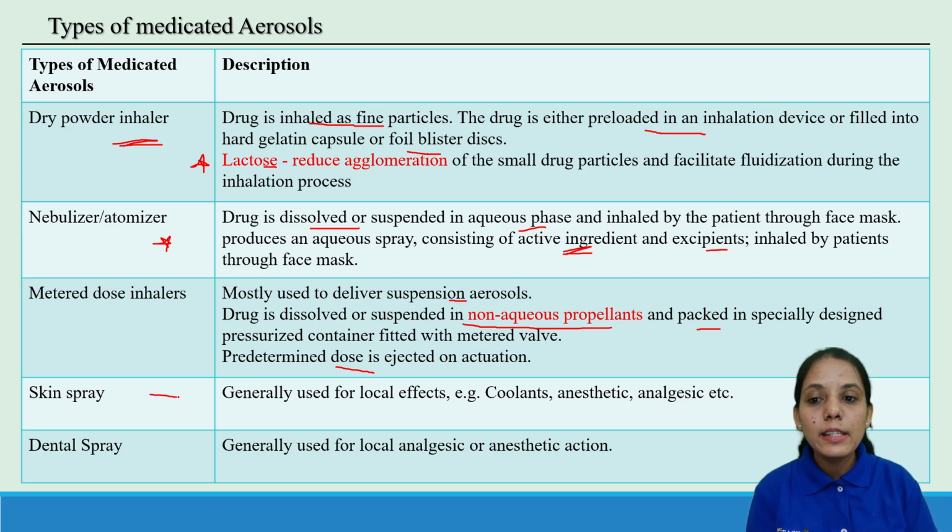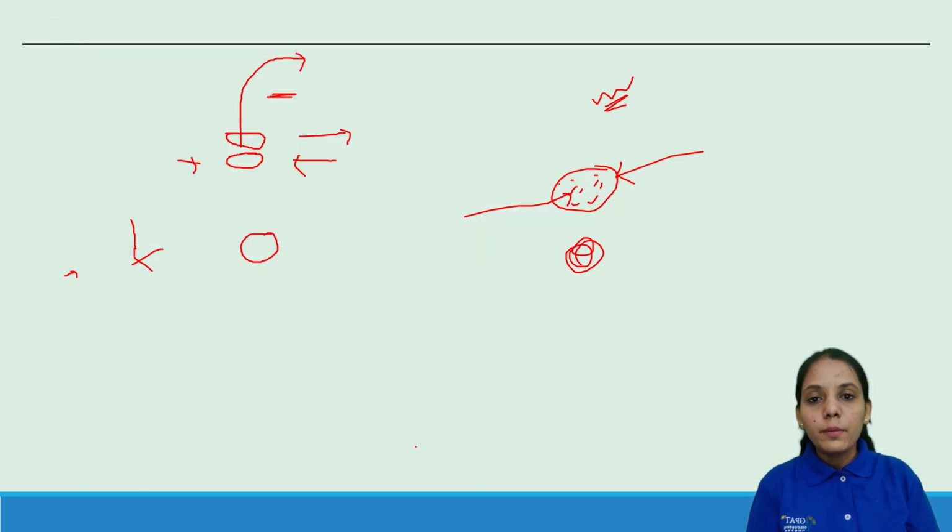Next is skin spray. It is generally used for local effects. For example, we have already discussed coolants, anesthetics, analgesics. So these are different sprays. Next is dental spray. It is generally used for local analgesic or anesthetic action.